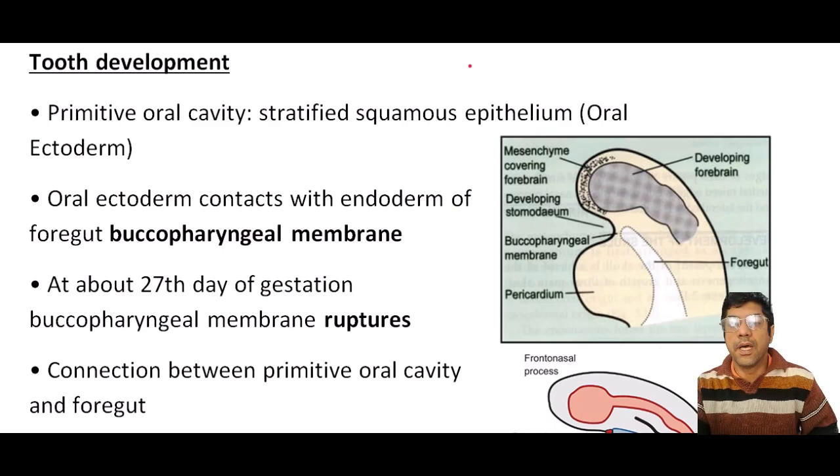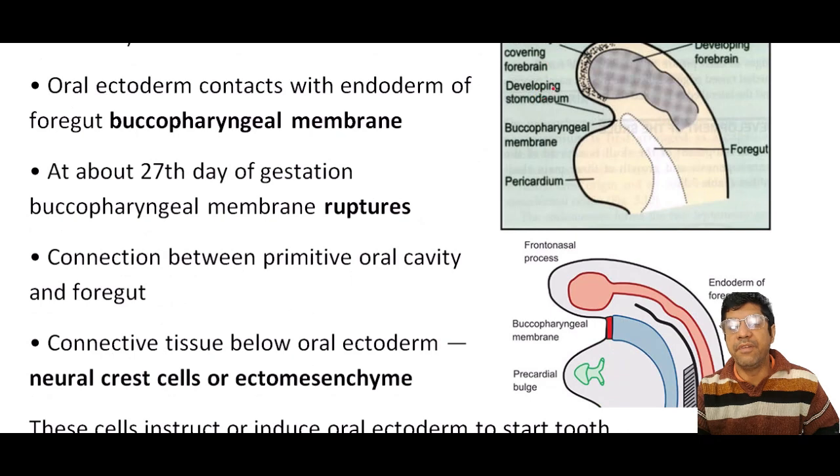formation. During early embryonic development, the oral ectoderm forms the lining of what will eventually become the oral cavity. This ectoderm is the outermost germ layer of the embryo. Now there is contact between the oral ectoderm and the endoderm of the foregut. So the oral ectoderm that is forming the primitive oral cavity comes in contact with the endoderm of the foregut. This occurs due to the presence of the buccopharyngeal membrane.